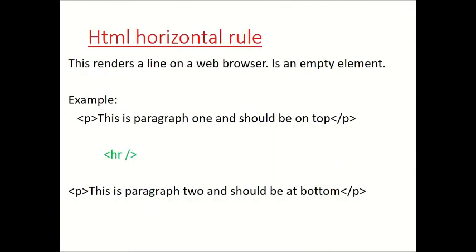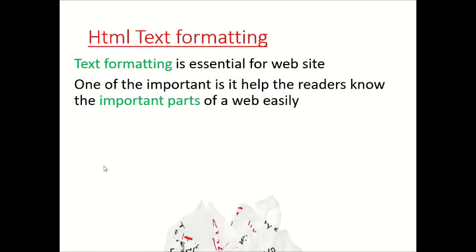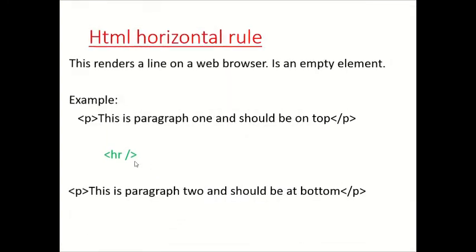HTML horizontal rule. This renders a line on a web browser. It is an empty element, meaning when it is declared, it renders a straight line. Let's come to the example here. This is a paragraph and the horizontal rule is on top, meaning I am rendering this here like a break line. It is an empty element. It does not have a closing tag here. This will render a straight line from this side, like this.